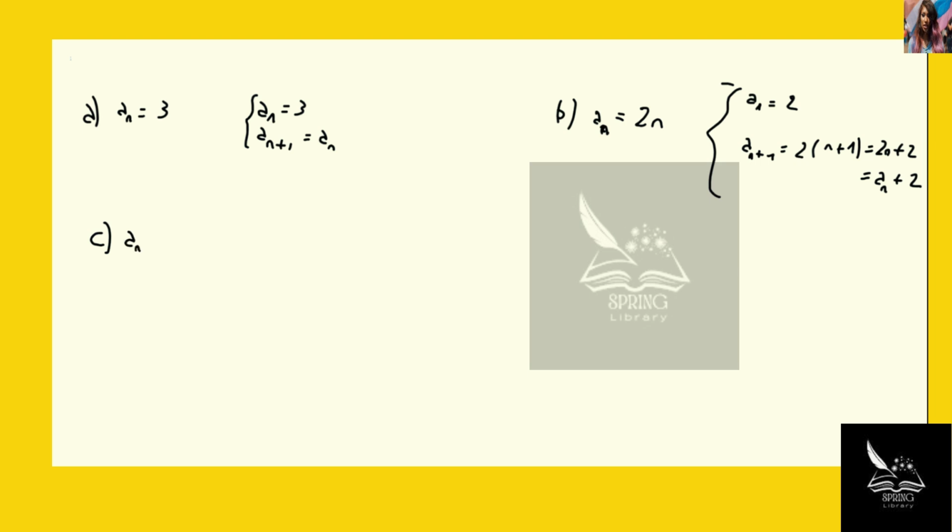Now, for the third sequence, you have an is equal to 2n plus 3. And again, the first entry is 5. And a(n+1) is 2(n+1) plus 3, which is 2n plus 3 plus 2. And we recognize this as an plus 2.